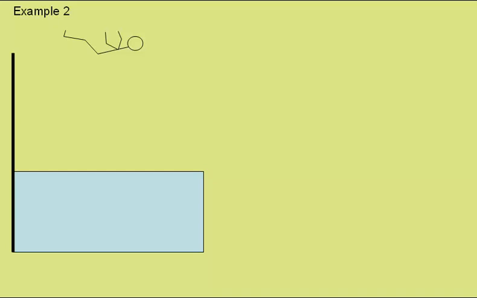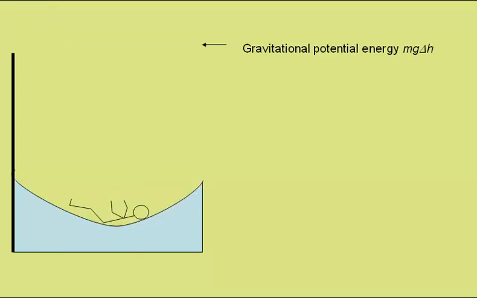In this second example, we have a high jumper at the top of their jump. So we'll mark their position here, and at the moment they have gravitational potential energy given by mass times gravitational field strength times the change in height. They're going to drop down to this position, which I'll mark with this arrow. So the change in height is from their top position to their bottom position.